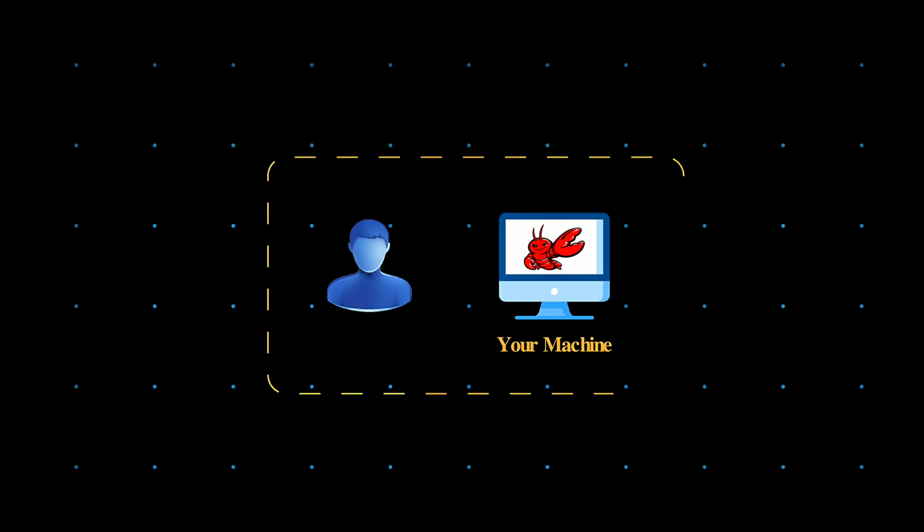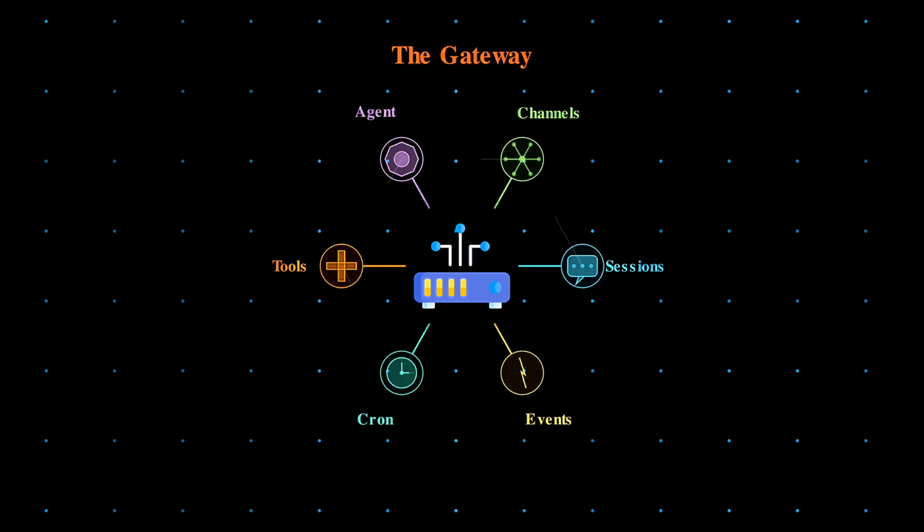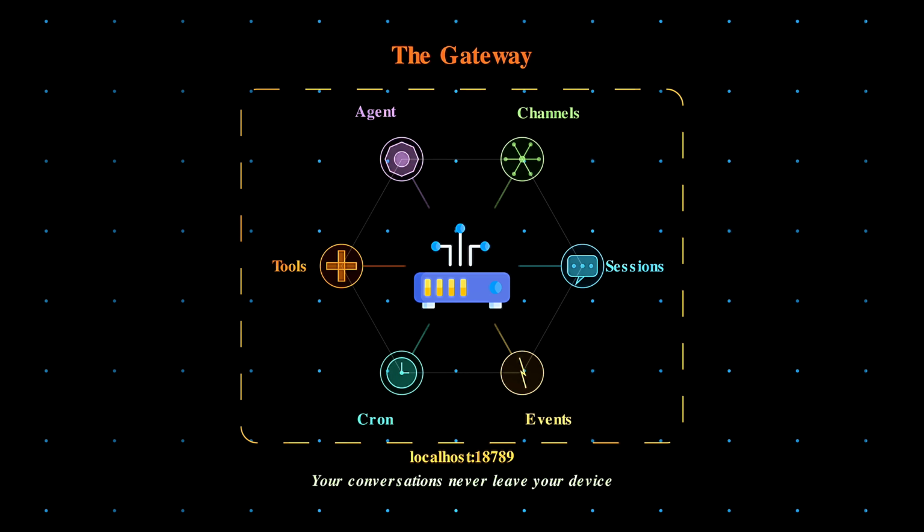OpenClaw flips this completely. Instead of sending your data far away, you run the server yourself, right here, on your machine. The heart of OpenClaw is the gateway, a lightweight process running on your machine. Don't let lightweight fool you. Inside this one process, session management, message routing, AI model connections, tool orchestration, scheduled tasks, real-time streaming, all coordinated from one place, and it binds to localhost by default. Your conversations never leave your device.